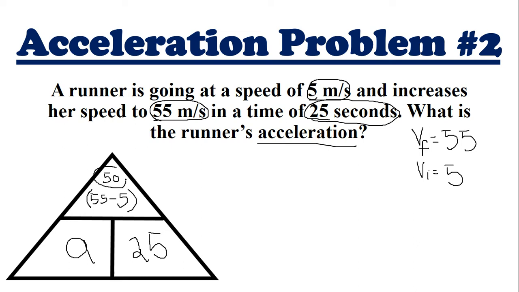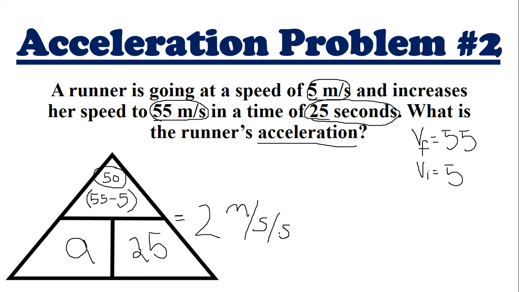So at the top, we have 50. At the bottom, we have 25. When numbers are on top of each other, we divide. 50 divided by 25, you will get 2. Now, what is the unit for acceleration? It's meters per second squared. This time I'm going to write it like this because it's the same thing.